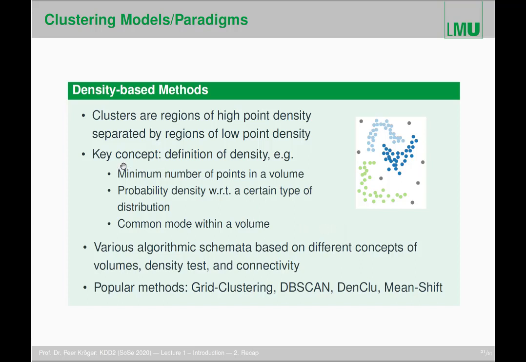Yeah, so there are different concepts of point density, because density obviously is the key concept here, and there are different definitions, like the minimum number of points in a volume, like in DBSCAN, or some probability density with respect to a certain type of distribution, typically Gaussian again, which is, for example, used in DENCLU. So DBSCAN and grid clustering usually use a minimum number of points in a volume, and also mean shift, which uses a common mode within a volume, can be seen as density-based methods. There are completely different algorithmic schemata available, mostly differing in different concepts of volume, density tests, and connectivity.